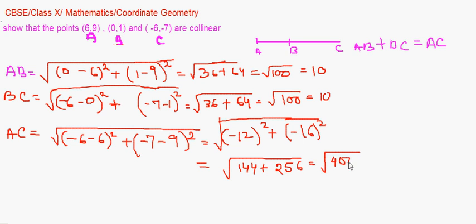400, which is 20. So if I substitute the value of AB as 10 plus BC as another 10, and AC is given by 20, we prove AB plus BC is equal to AC. That also simultaneously proves that the 3 points or the 3 coordinates given are collinear.